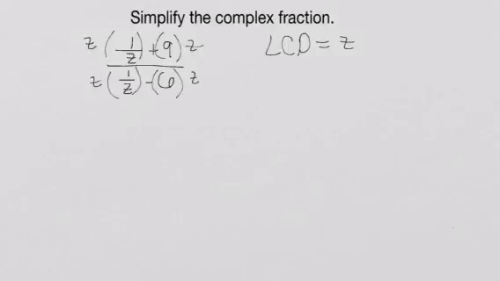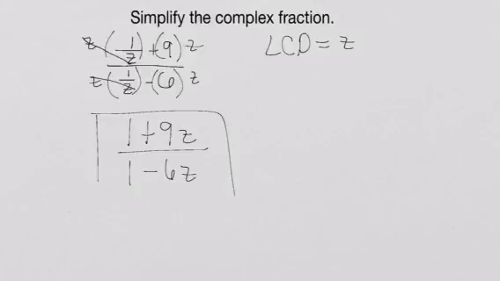What this is going to do is cancel out some of those fractions. So here, the z's cancel, leaves me with just 1. 9 times z is 9z. On the bottom, again, the z's cancel, leaves me with 1. And then 6 times z is just 6z. And there's my simplified fraction. Again, there's nothing else we can do there.